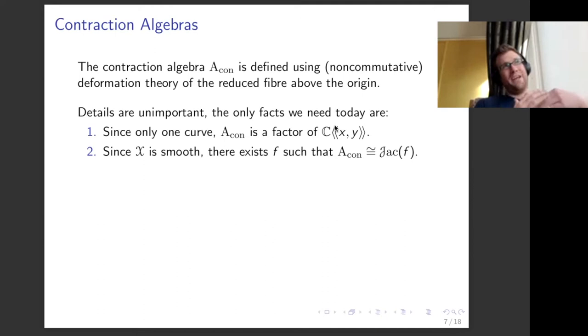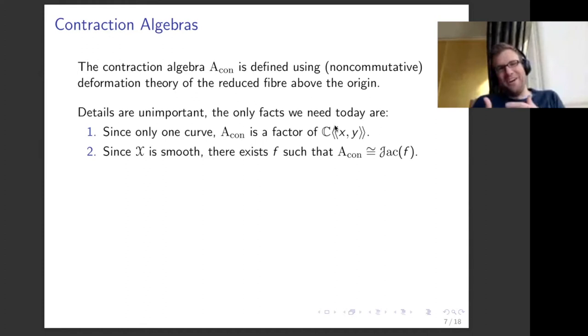And so whenever you do deformation theory, you have to think through what deformation theory you're picking because you have a choice. And so the contraction algebra is defined using something called non-commutative deformation theory. And you have a choice of, do you take the reduced fiber or the non-reduced fiber? There's a whole bucket load of choices. But for today, somehow all this is irrelevant. You only need to know two facts.